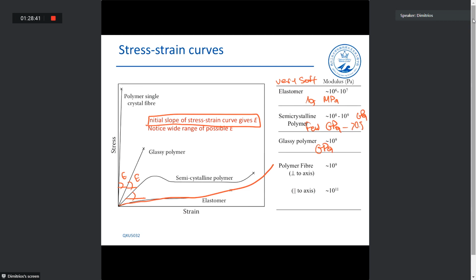Glassy polymers are certainly within the order of gigapascals, while polymer fibers, where essentially the chains are oriented, the orientation of the chains, as we said, brings a very high ultimate tensile strength and a very high modulus to our polymers. And when the chains are oriented parallel to the pulling axis, we can have very high moduli in the order of hundreds of gigapascals, okay? While if they are oriented perpendicular to the pulling direction, so we're pulling in this direction and the fibers are oriented like that, then we don't have a significant effect of the orientation because they are oriented in the wrong direction, okay?